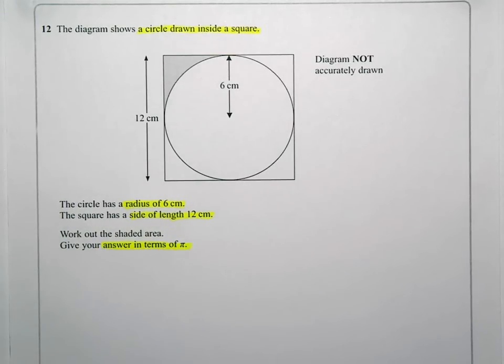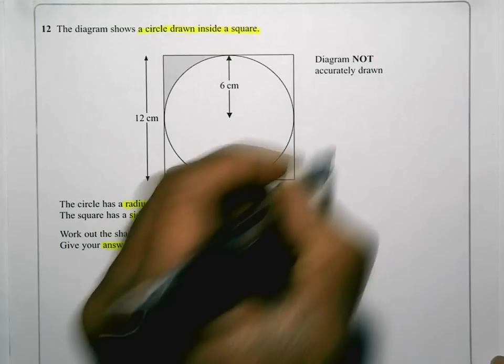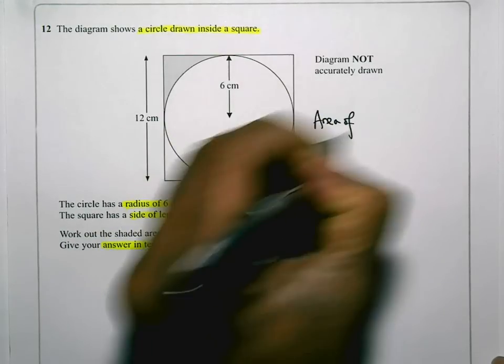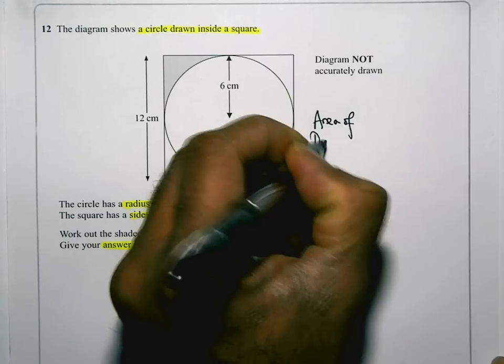So they don't want us to do any workings out with pi. I'm not going to need to use the number 3.142. I'm just going to leave the pi symbol throughout. So what I'm going to do first of all is to work out the area of the square.